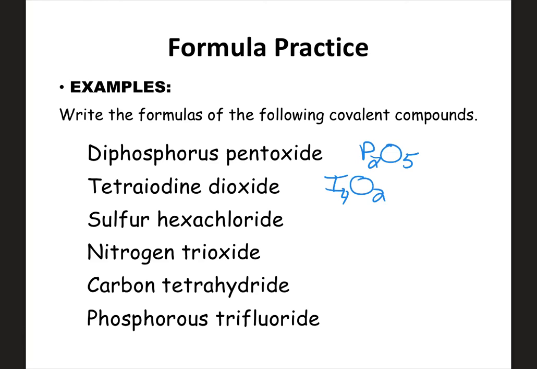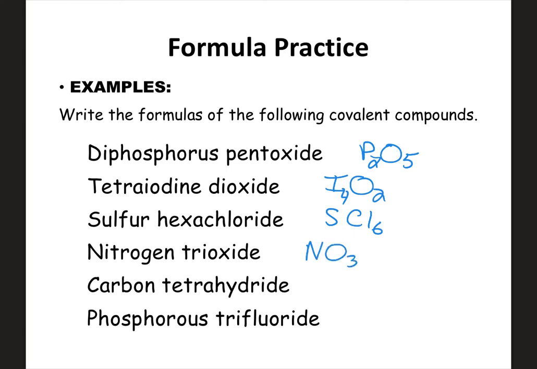All right, next example, we got sulfur hexachloride. So sulfur is S, chloride is Cl. Sulfur has no prefix with it because it's just one. You would not put mono on the first element, so you don't write anything for that. You don't put the one if there's just one. You just leave it as the element itself. And then hexa is six. So it's SCl6.